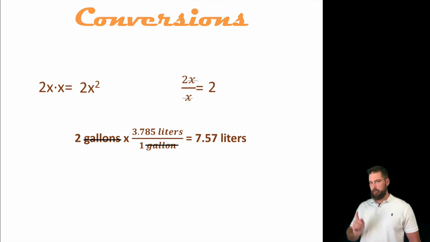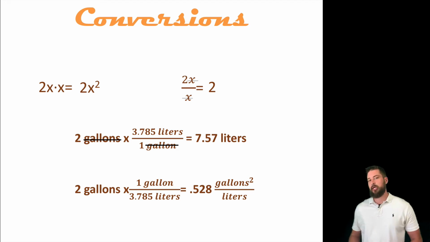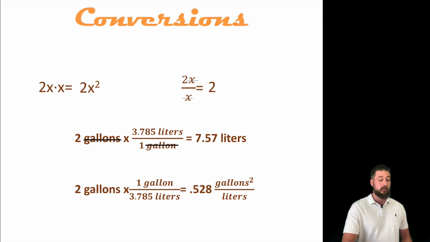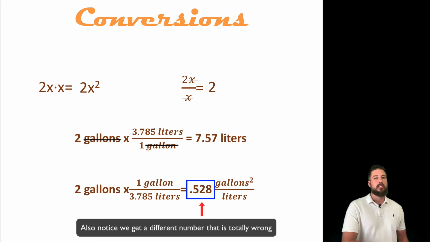Now, let me show you an example of what is incorrect. What if we used a different conversion, or the other conversion factor between gallon and liters? Notice how if we end up putting liters on the bottom, the gallons do not cancel out. We end up with gallons squared over liters. And so this right here, because the units don't cancel out, is the incorrect way of converting.